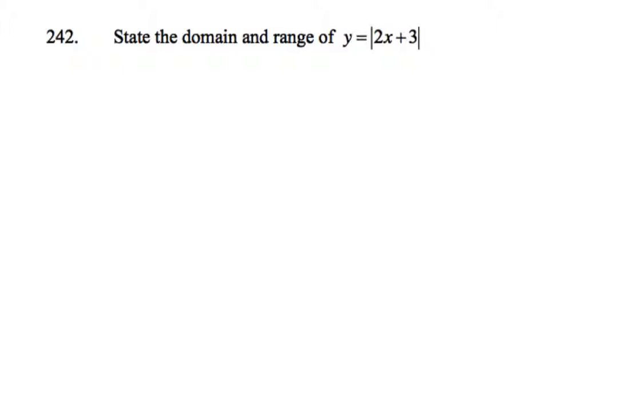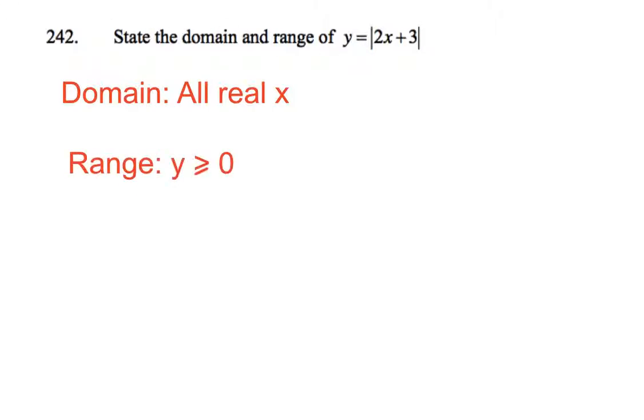Okay, domain and range of this, it's got some absolute values there. Now we know from absolute values that this whole right hand side ends up being positive, or 0 at least. So the domain, we can put any x values in there, and if we put negative x values in there, and we end up with a negative for 2x plus 3, the absolute values just make that turn into a positive.